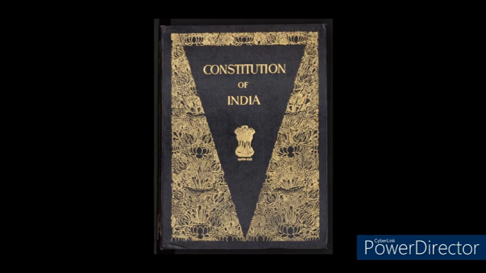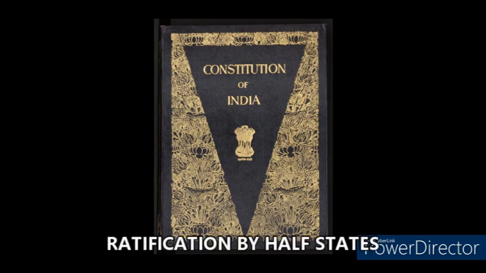Now, when we come to the procedure where ratification of half of the state legislatures is required, there are certain provisions relating to the federal character of the constitution. Now we will look into what are those entrenched provisions.